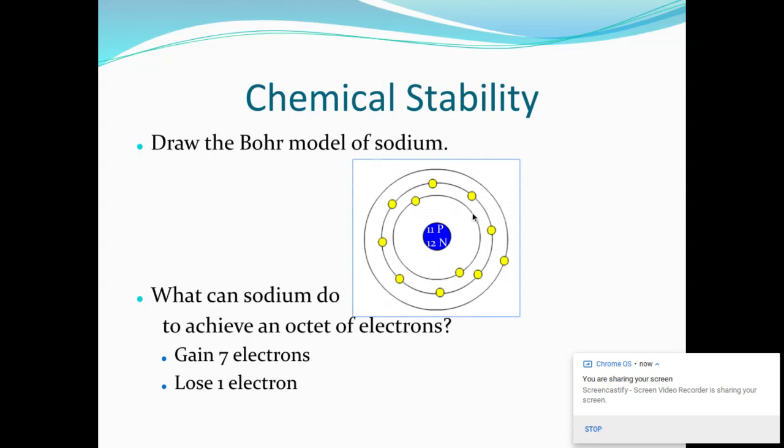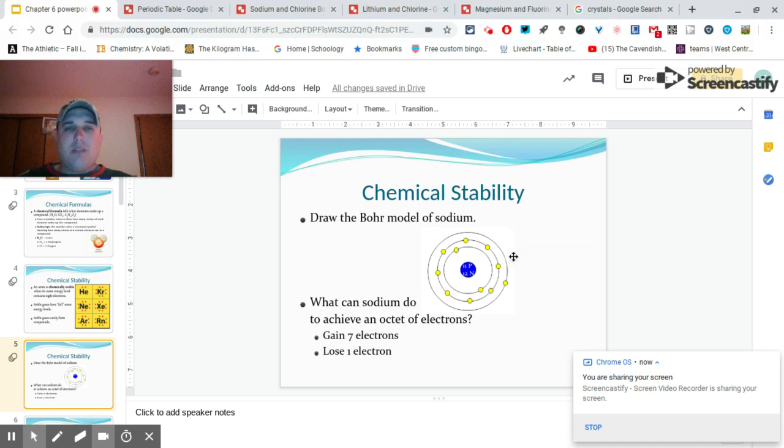So if you look at sodium, you can see that sodium has 1 valence electron. Is it happy with 1 valence electron? No, it absolutely is not happy. In fact, sodium is freaking out, because it wants to have 8 electrons in its outer level, and it only has 1.